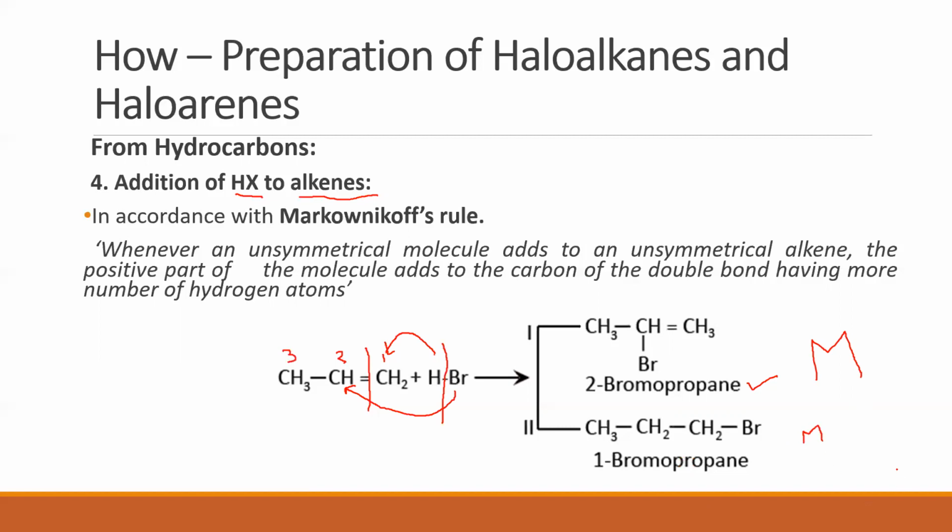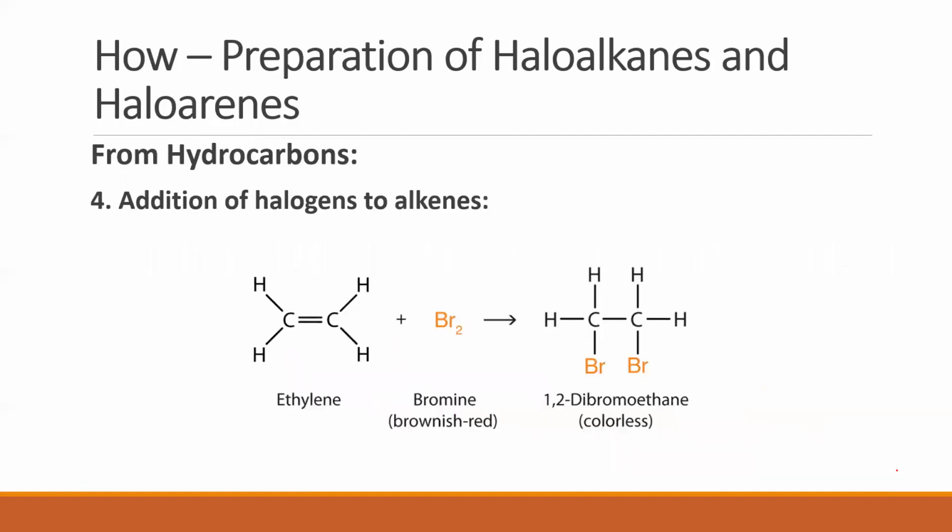This product is also obtained, but in a smaller quantity. Hence, this product is called the minor product. Now, all the story is something that you understood last year. Correct? Clear? So this is the other method involving hydrocarbons: addition of HX to alkenes. This is one more reaction that you studied: addition of halogens to alkenes. In the previous case, we looked at addition of HX to alkenes. Here we are adding a halogen molecule to an alkene. Clear?